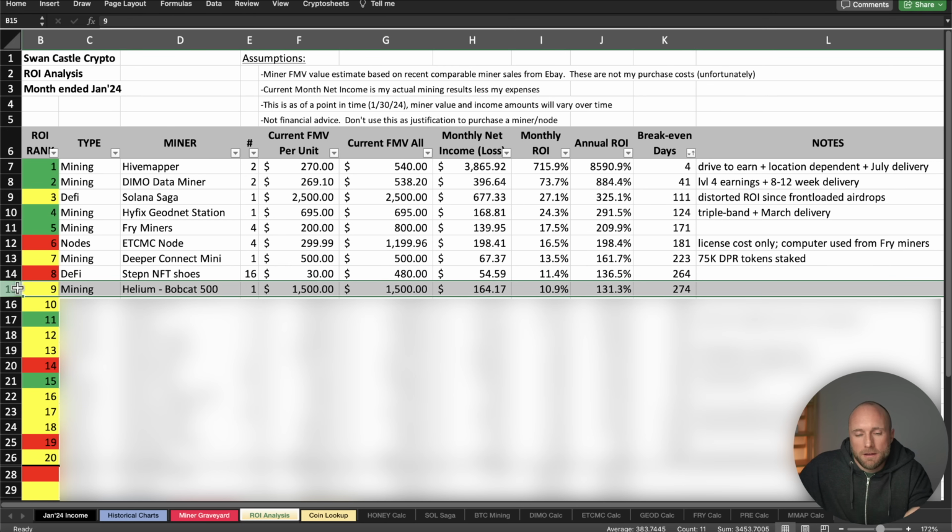Number nine, Helium Bobcat 500. If you can find a good location, this might be a good project, but it is quite pricey to get one of these devices. You're looking at about $1,500. So a pretty expensive price point at this point.